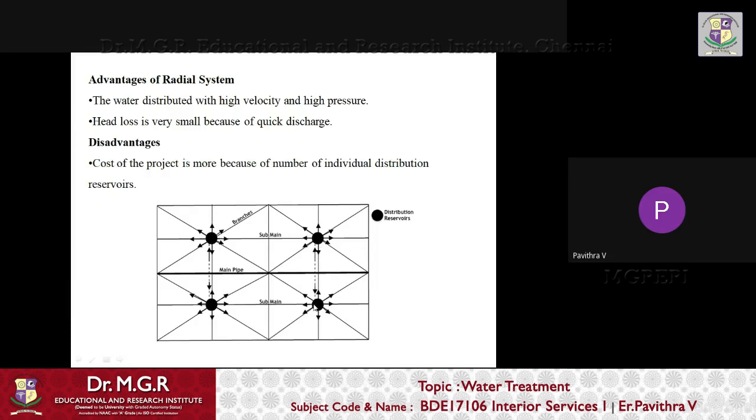So there are four different distribution reservoirs, and the main line is laid at the center, followed by the submains and the branches.